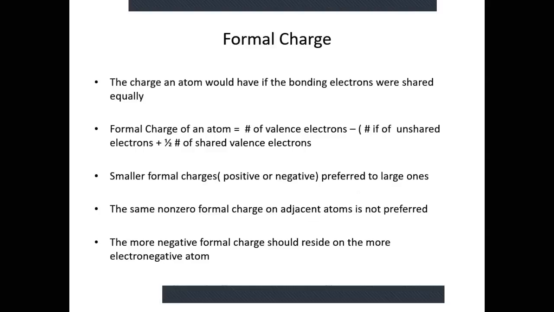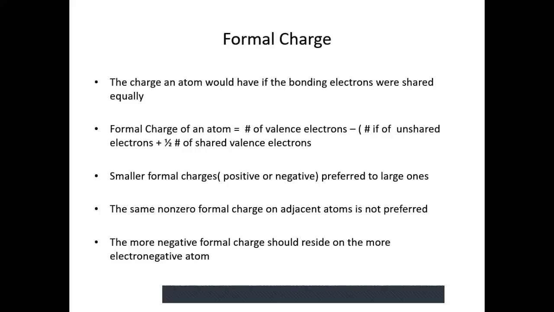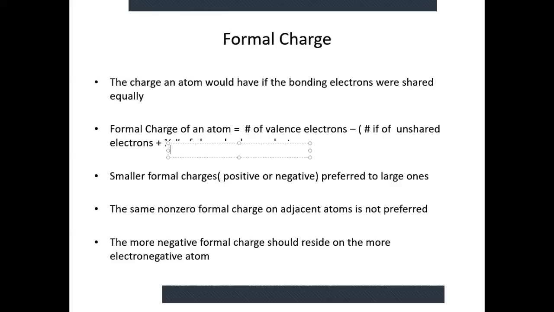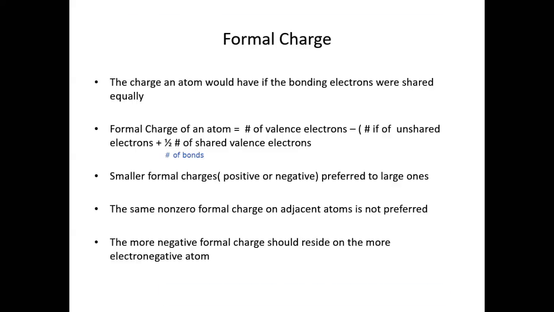So now we're going to talk about the second topic, which is formal charge. And so formal charge is the charge an atom would have if the bonding electrons were shared equally. And as we'll learn later on in chapter 10, we'll see that in some cases, the bonding electrons are not shared equally. And so formal charge is equal to the number of valence electrons for that atom minus the number of unshared electrons plus 1/2 the shared valence electrons. And sometimes for the 1/2 shared valence electrons, it's the same as saying the number of bonds. So the number of bonds is the same thing as saying 1/2 the shared valence electrons.